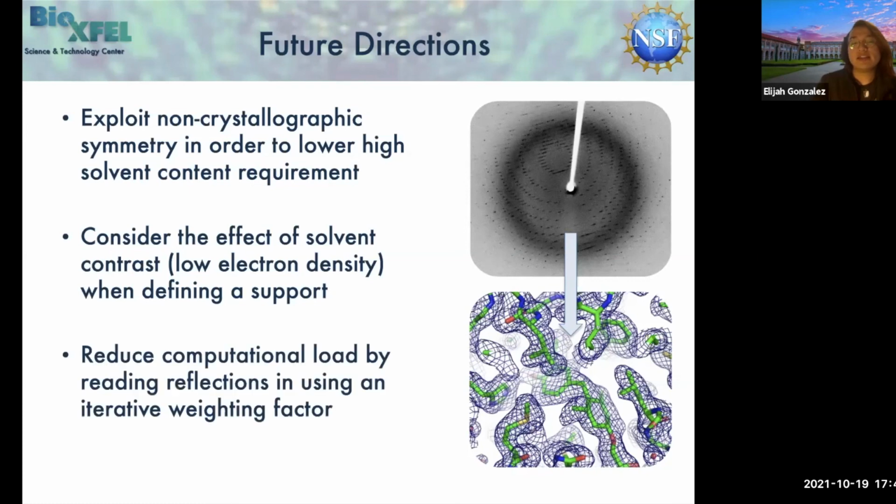And then finally would be to reduce the computational load by reading reflections in using an iterative weighting factor. In other words, this is very difficult for computers, especially because it's many iterations over time. If we can reduce the computational load, we want to make sure that we're characterizing this from a phase problem perspective and not just that it so happens that your protein has too many reflections for this to be feasible. And so we're thinking about ways to reduce that computational load as well.